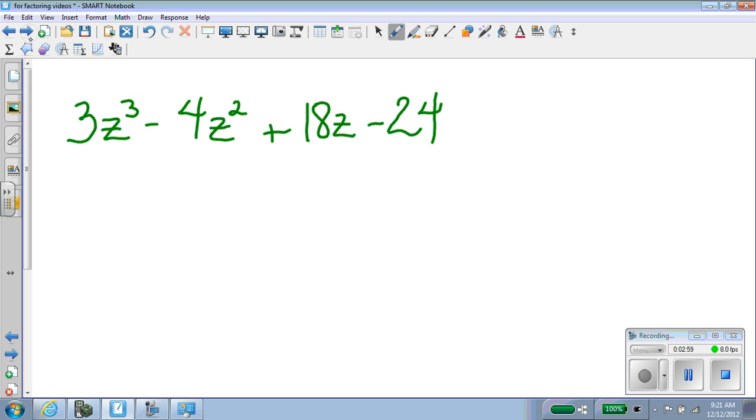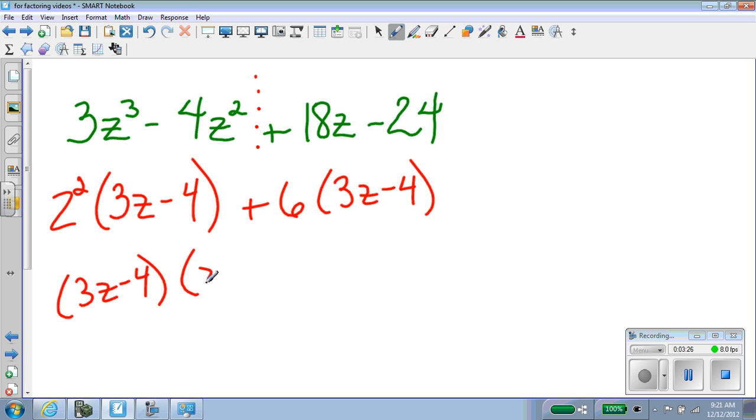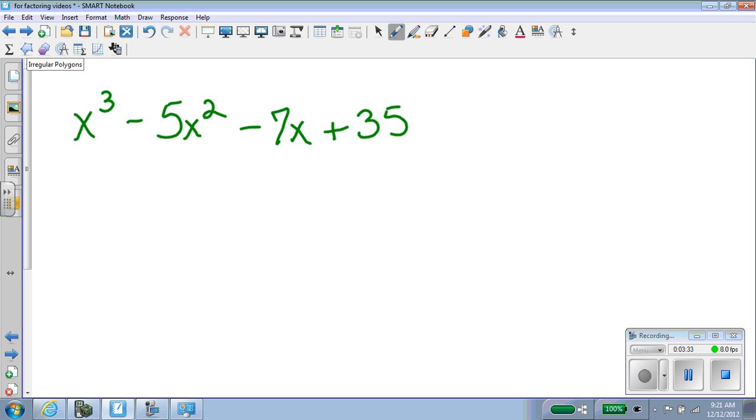Let's go again. 4 terms, I'm going to divide in half. Z squared, leaving 3z minus 4, plus 6, leaving 3z minus 4. Now they both have 3z minus 4 in common, leaving z squared plus 6.